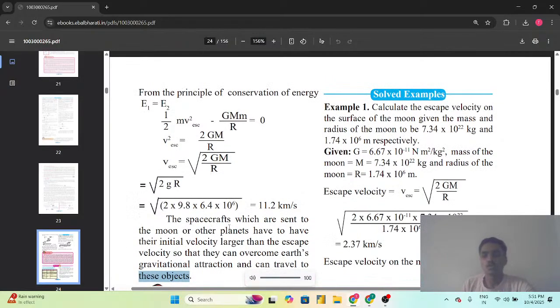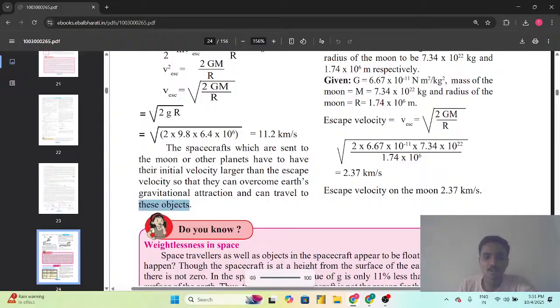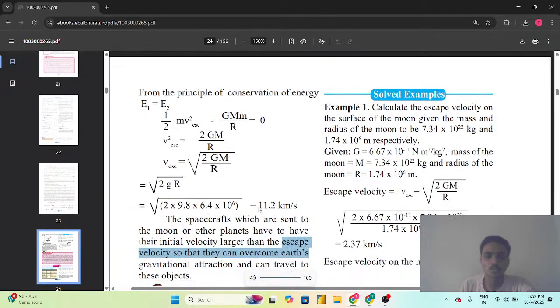So the satellites and spacecrafts which are sent from the Earth's surface into space, they are having the initial velocity which should be more than 11.2 kilometer per second, so that they can escape the gravitational force of the earth and can enter into space.